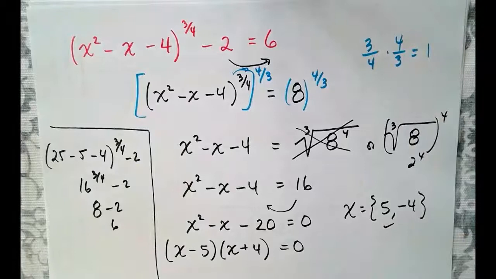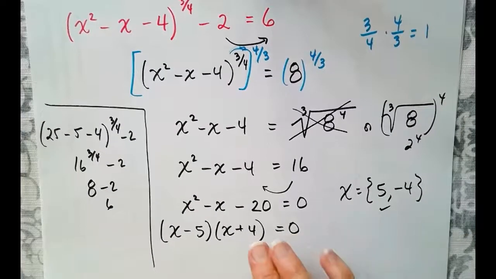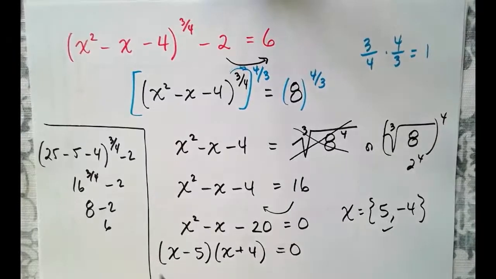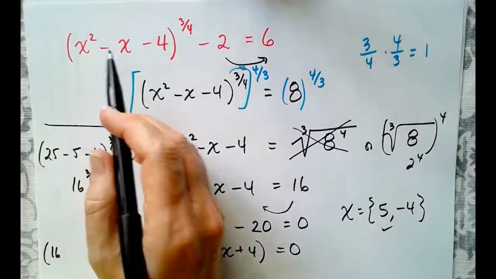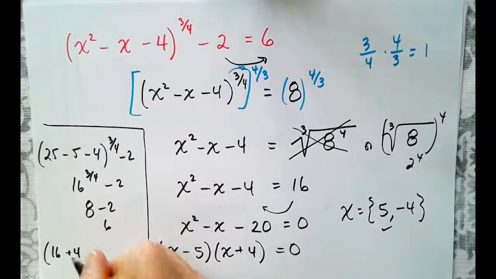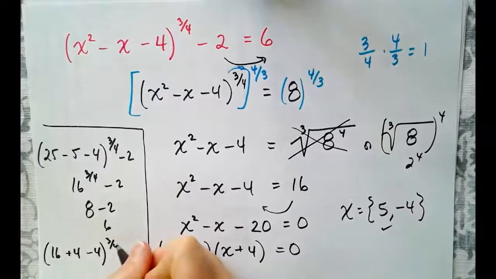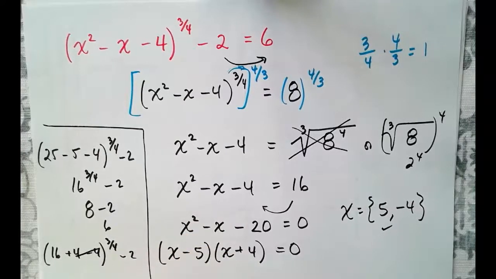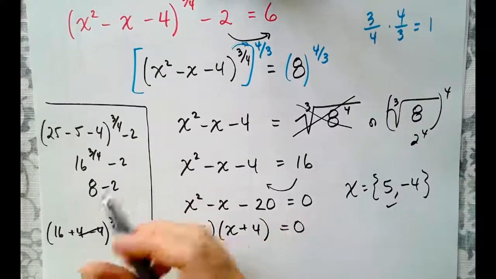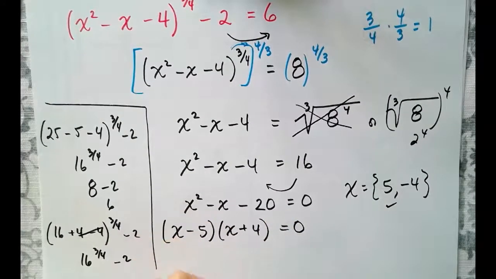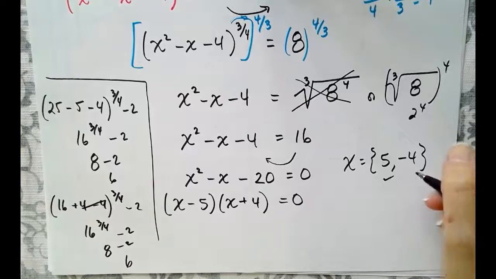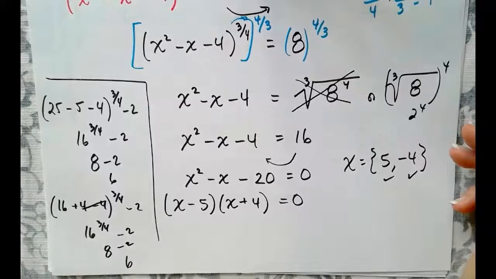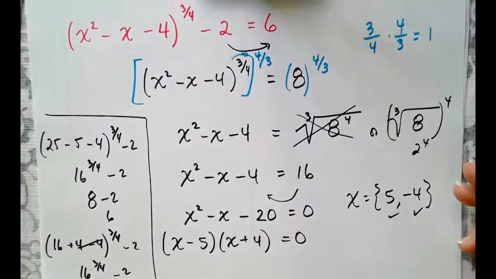So 5 checks. Let's plug in minus 4 and see if it is real or extraneous. So minus 4 squared is 16, and then minus minus 4, so plus 4, minus 4, to the 3/4, plus 2. The 4's cancel. We end up with a very similar situation as the last. 16 to the 3/4 is 8, and 8 minus 2 is indeed 6. Both of those answers check and are both appropriate.